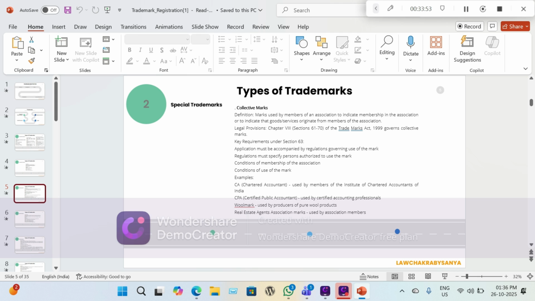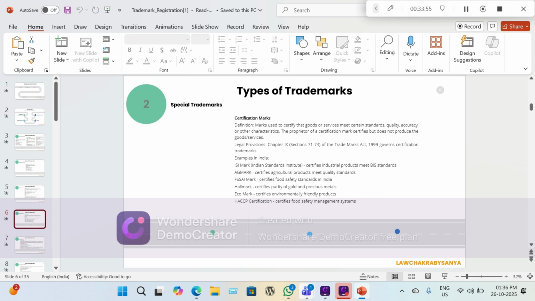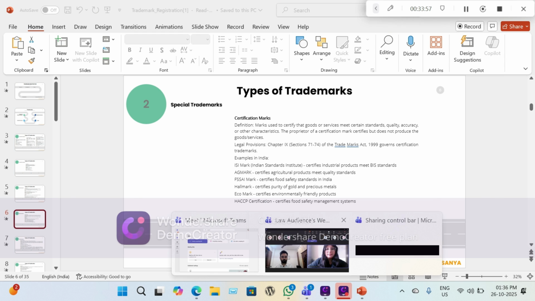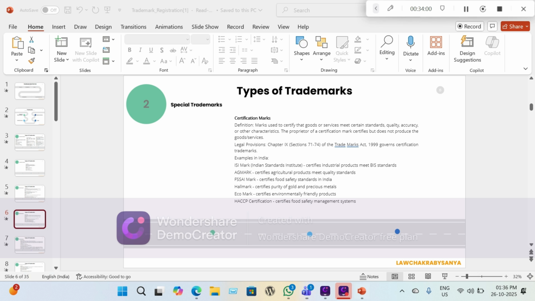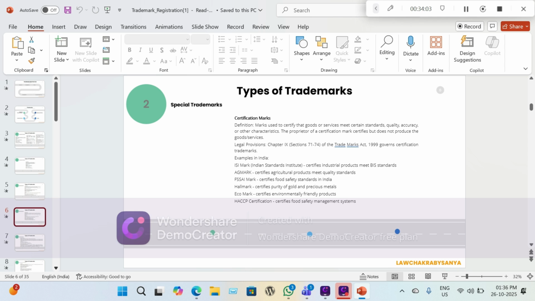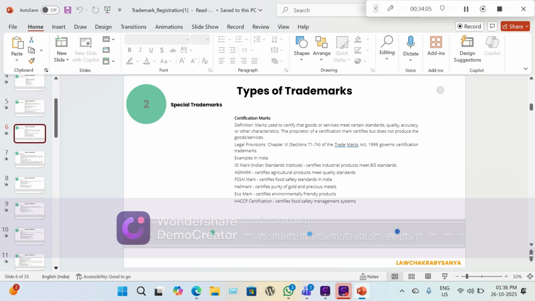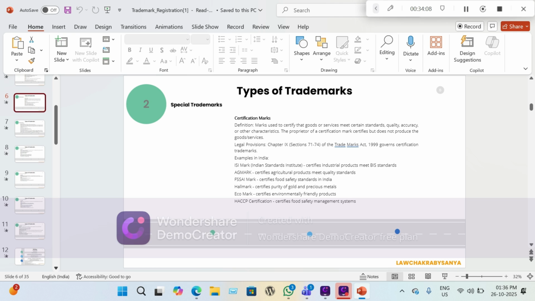And then if we go on to the next slide, another type of special trademark is the certification mark. So the marks that are used to certify that the goods or services meet certain standard or quality. So for example, there is ISI mark, Indian Standards Institute, AG mark that certify agricultural products, FSSAI mark certifies food safety standards, Hallmark that certifies purity of gold and precious metals, then Ecomark, HACCP certification for food safety, etc. So all of these are certification marks.